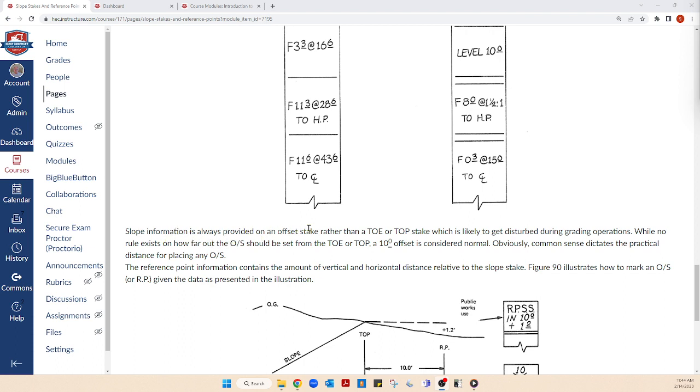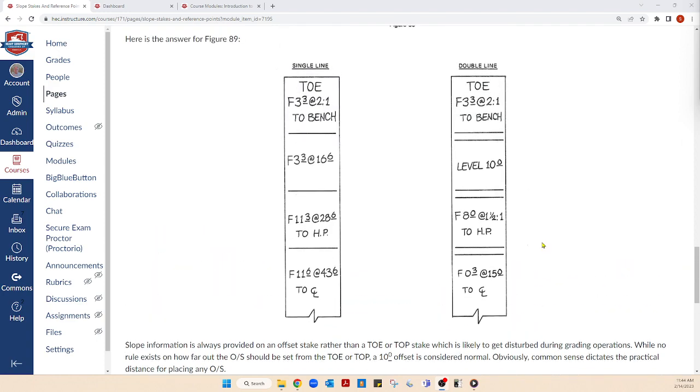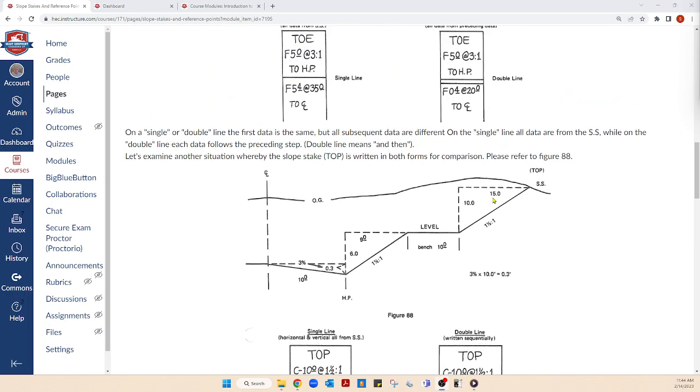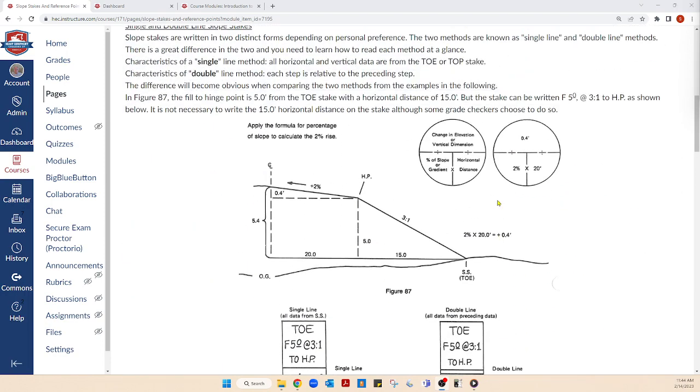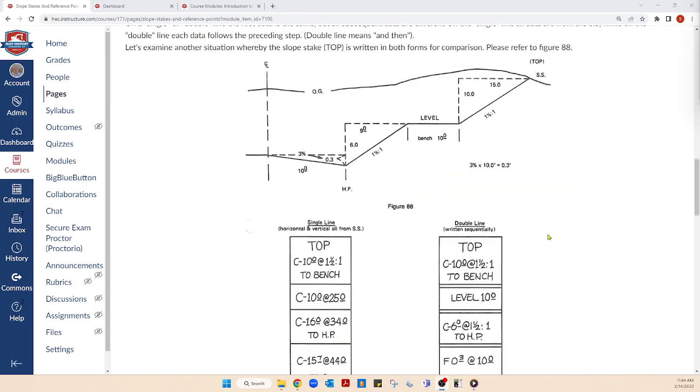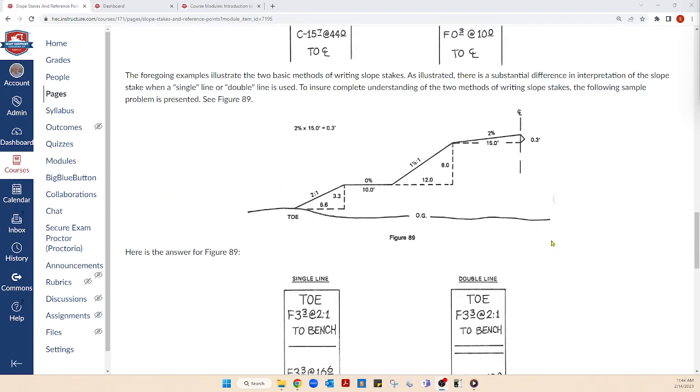Slope information is always provided on an offset stake rather than a toe, because the toe stake and the top stake are likely to get disturbed or run over. While no rule exists on how far out the offset should be from the toe or top, a 10-foot offset is considered normal. In other words, it's not showing an offset here, nor here, but here we were using offset stakes.